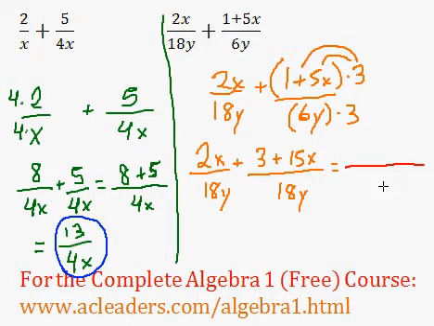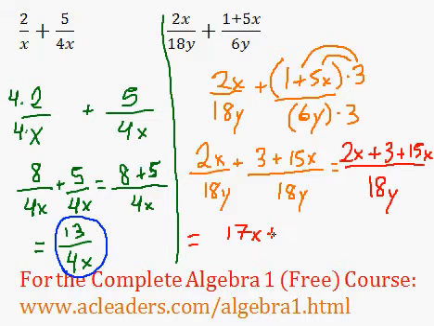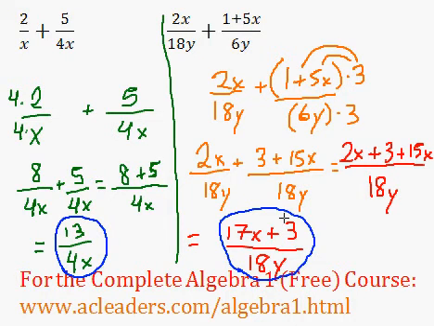So I can just write 18y down at the bottom once, and up top I have 2x plus 3 plus 15x. Okay, let's continue. So 2x plus 15x is 17x plus 3, all over 18y. And that is our final answer, because we can't simplify it any further. And we're done.